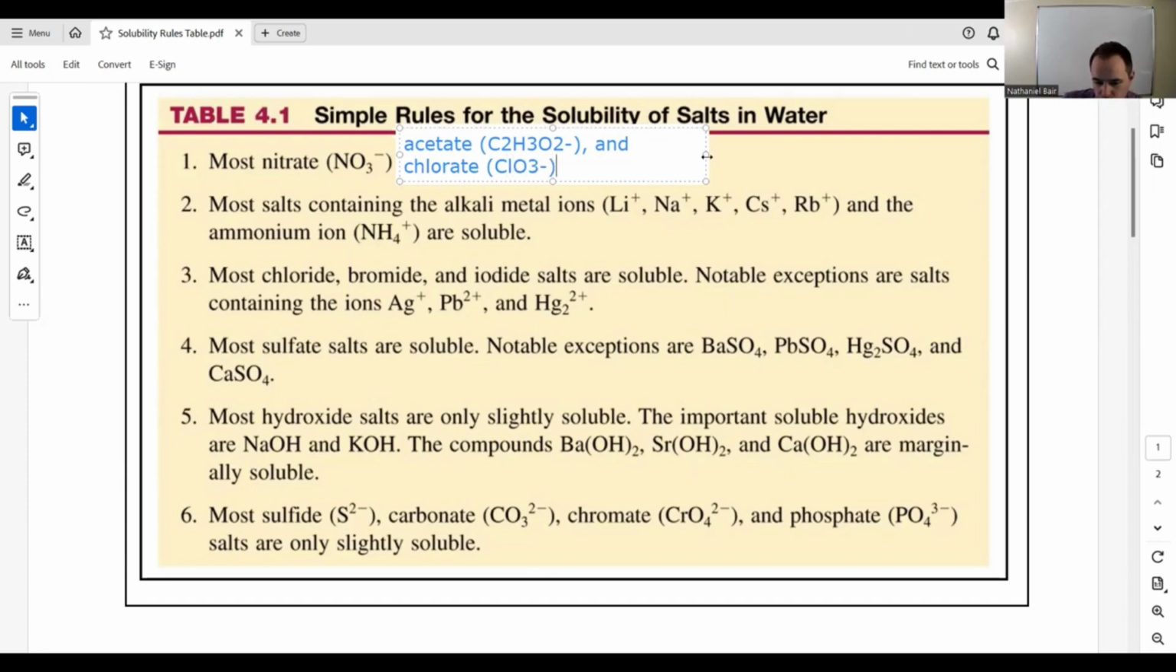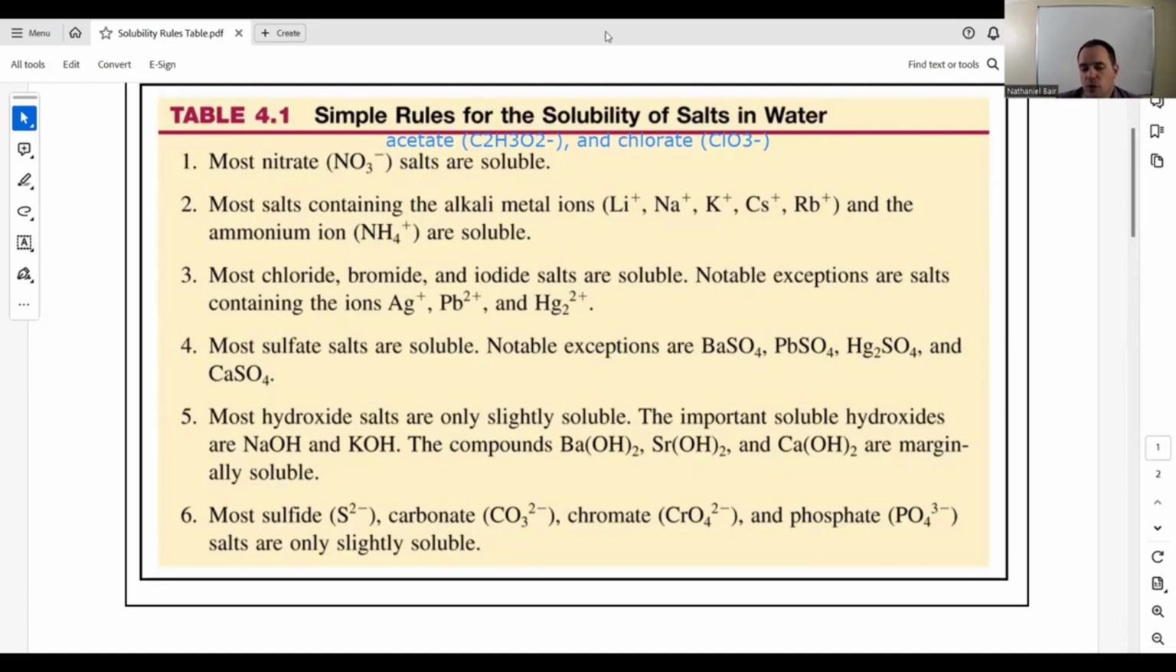Salts are soluble. So I want you to add to the top rule here: most nitrate, acetate, and chlorate salts are soluble. So we're adding 2 additional ions here. If your salt has nitrate, acetate, or chlorate in it, then it's going to dissolve in water and you can stop reading. But if your salt does not have nitrate, acetate, or chlorate in it, you got to keep reading. Rule 2 says this.